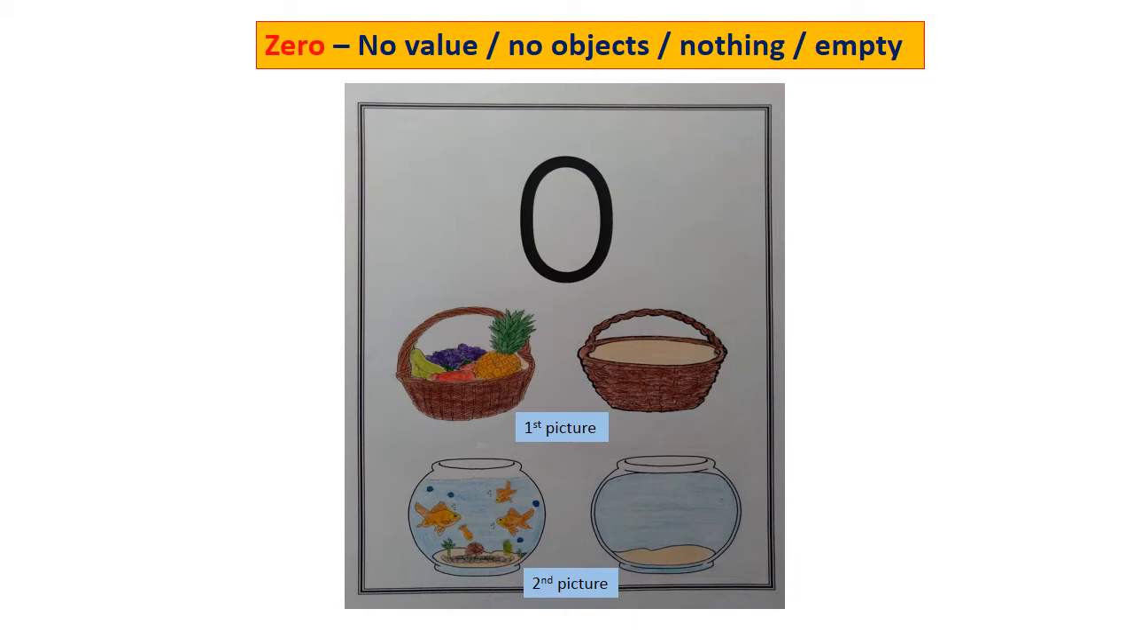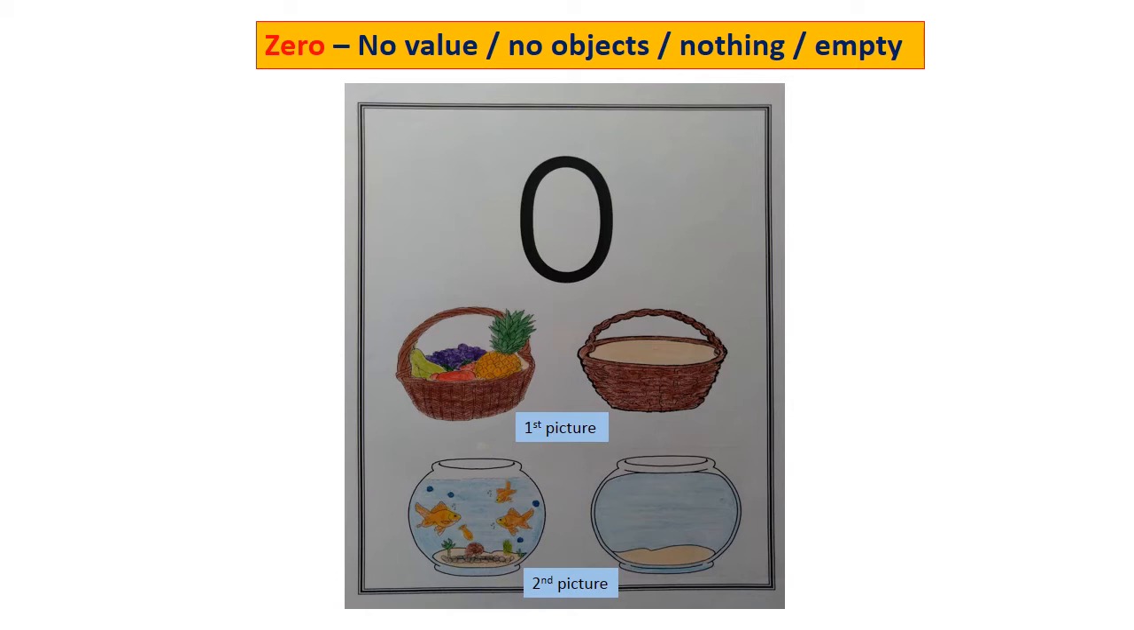Okay, let's move on to the second picture. There are two fish tanks. In the first fish tank, we can see 4 fishes. But when we move on to the second tank, it seems empty. We can't see anything there.